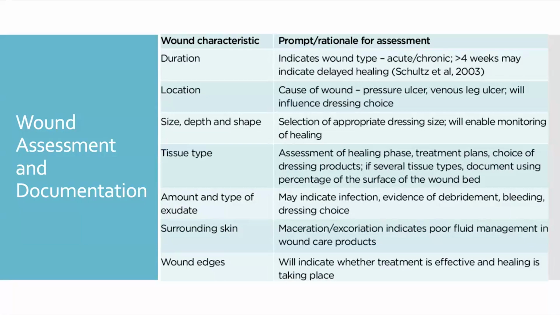You want to look at the tissue type. So what phase of healing are we in? Is this someone who is in the early stages, in the inflammatory phase? Is there a lot of swelling, because that swelling starts early in the inflammatory phase? Is there redness or warmth? This will dictate what kinds of treatment plans you would use and what kinds of dressings.